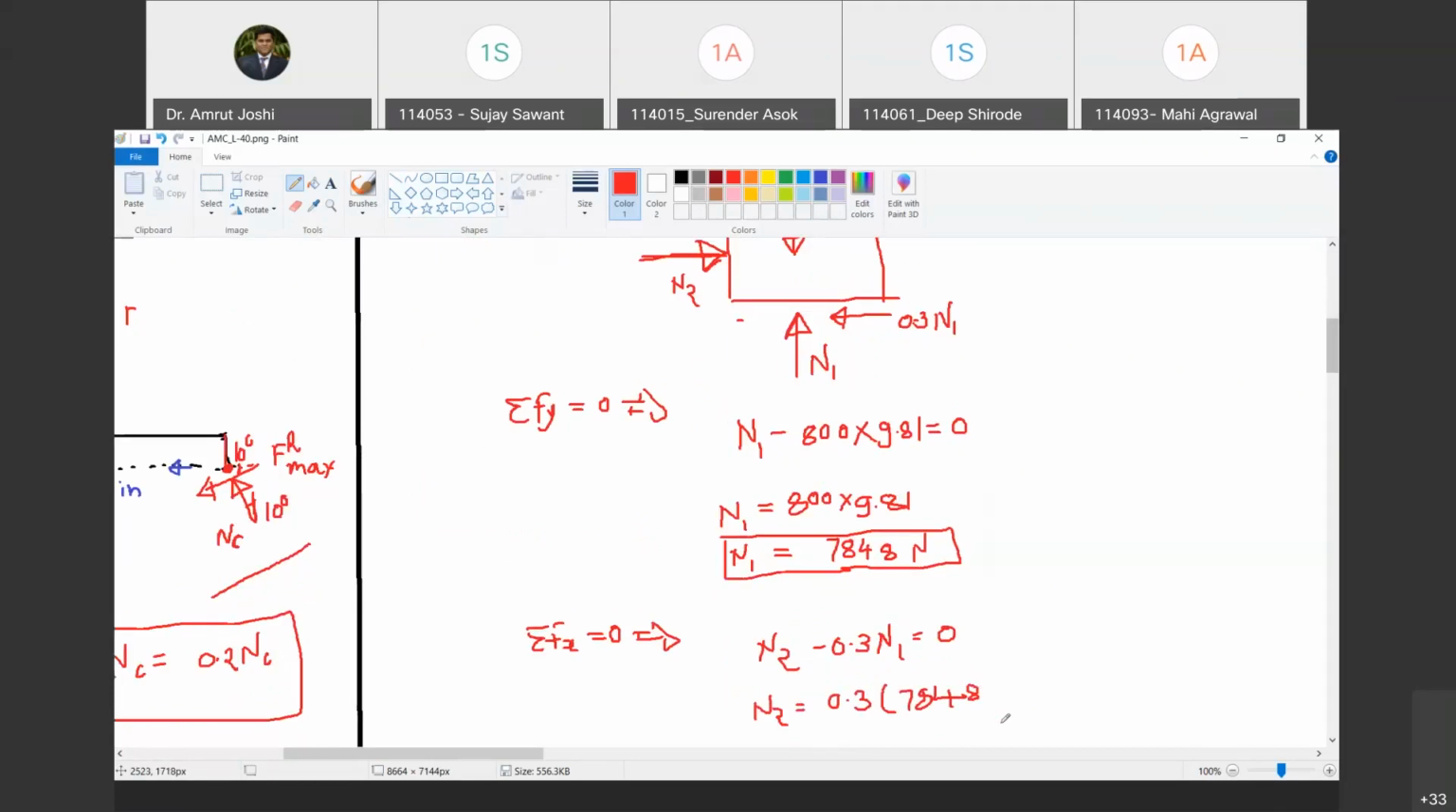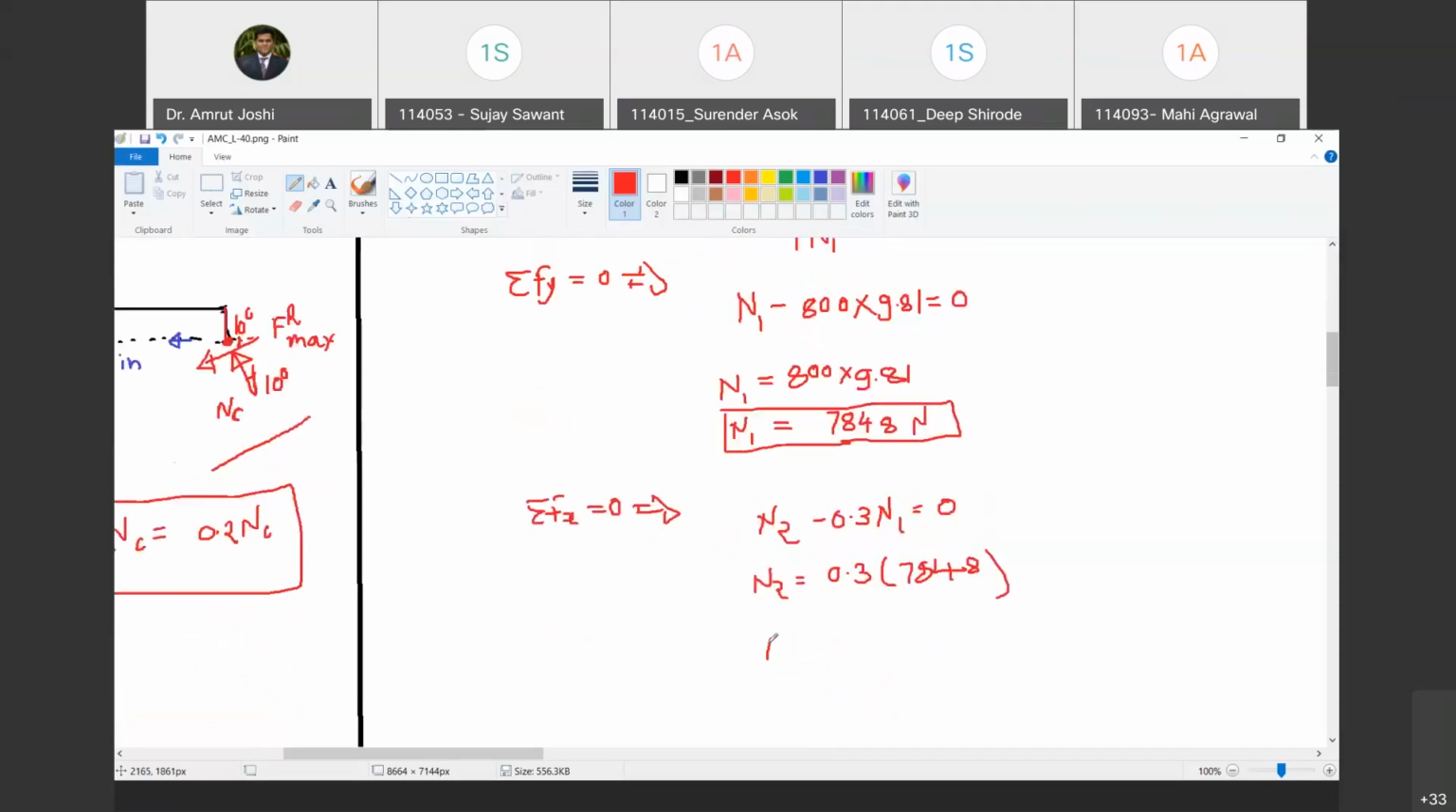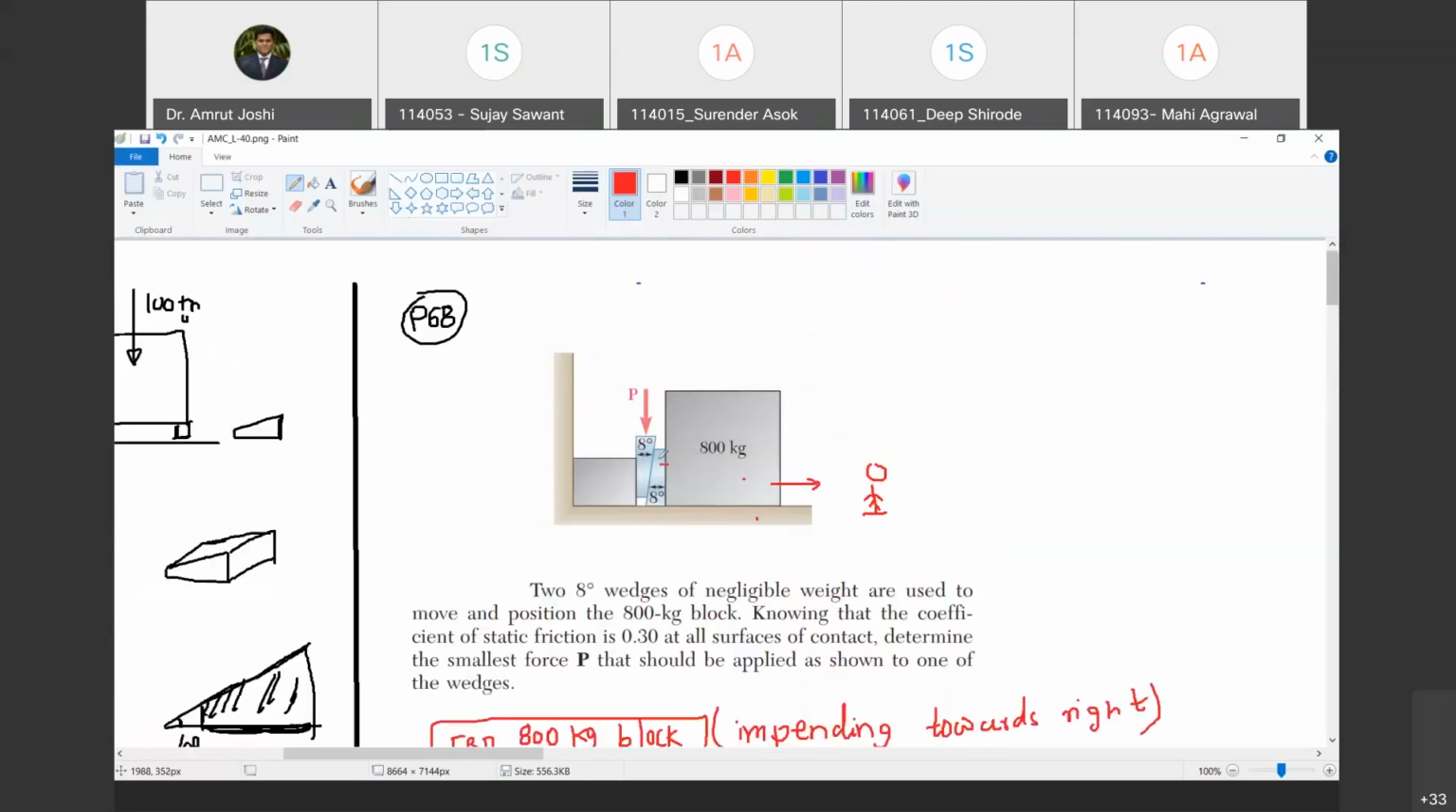So how much is N2? Tell me. 2354.4 Newton. Happy? Yes, sir. Now we are going to draw free body diagram of this wedge. So let me number the wedges. So I will call this wedge as wedge 1. Are you with me? Yes, sir. And I will call this another wedge as wedge 2.